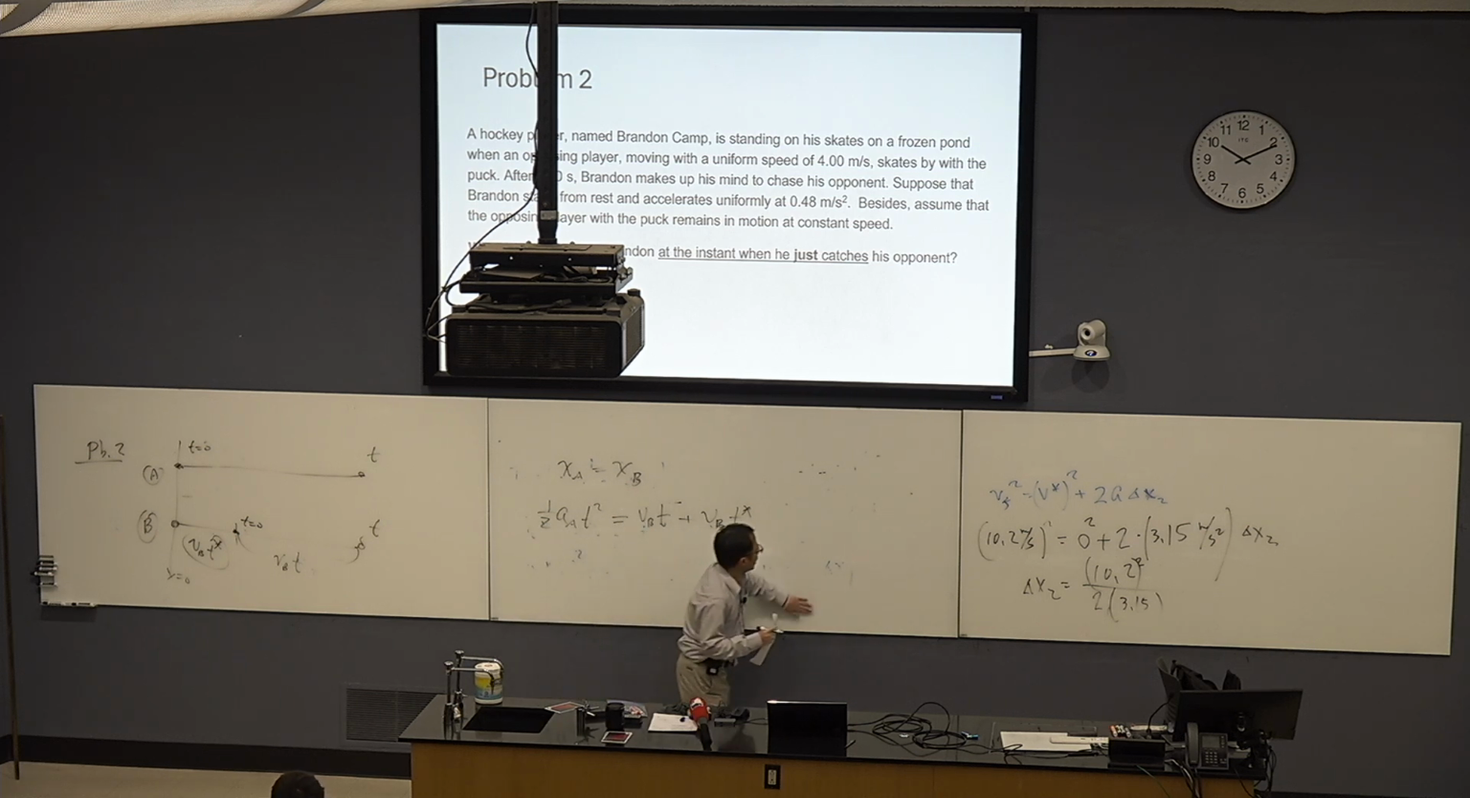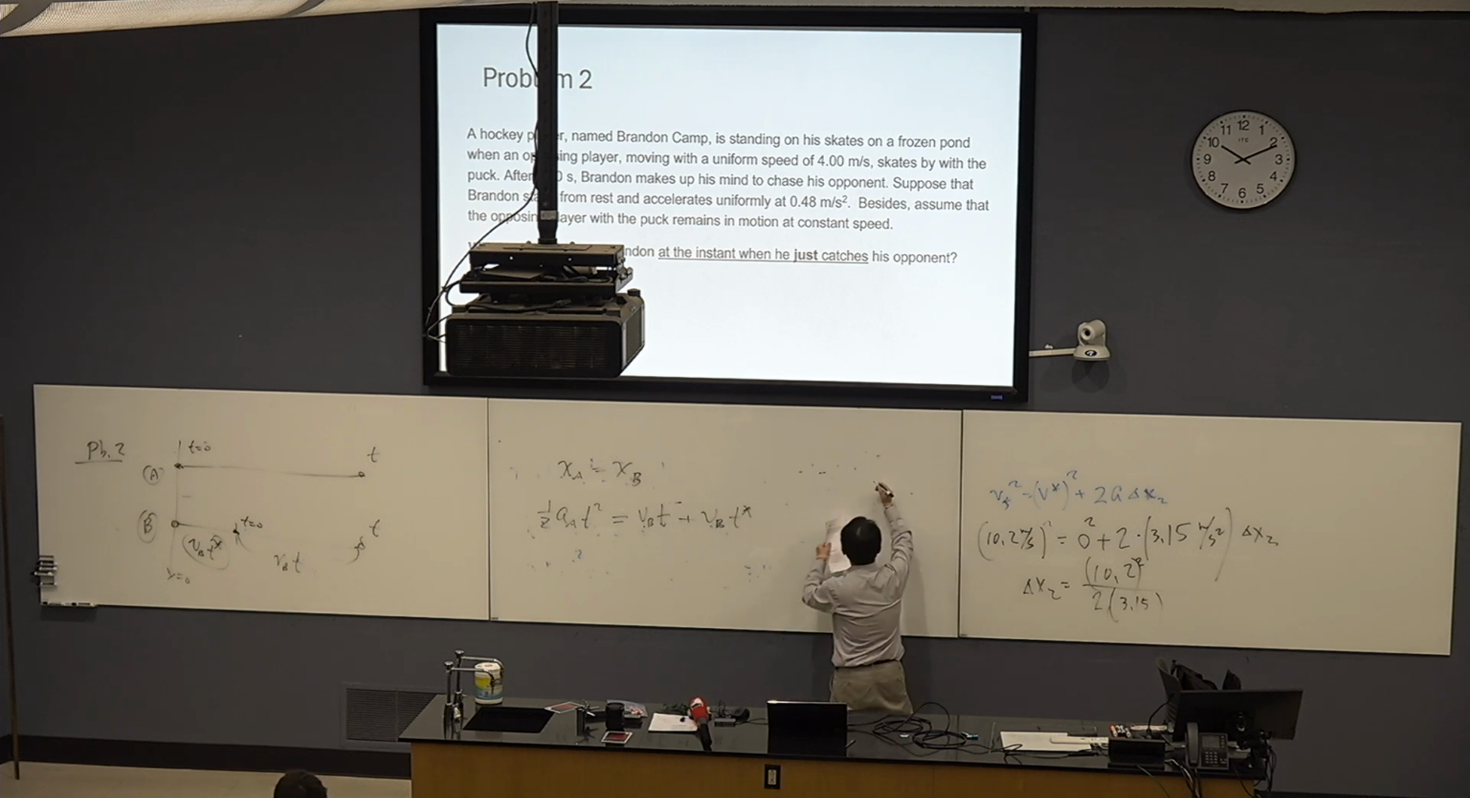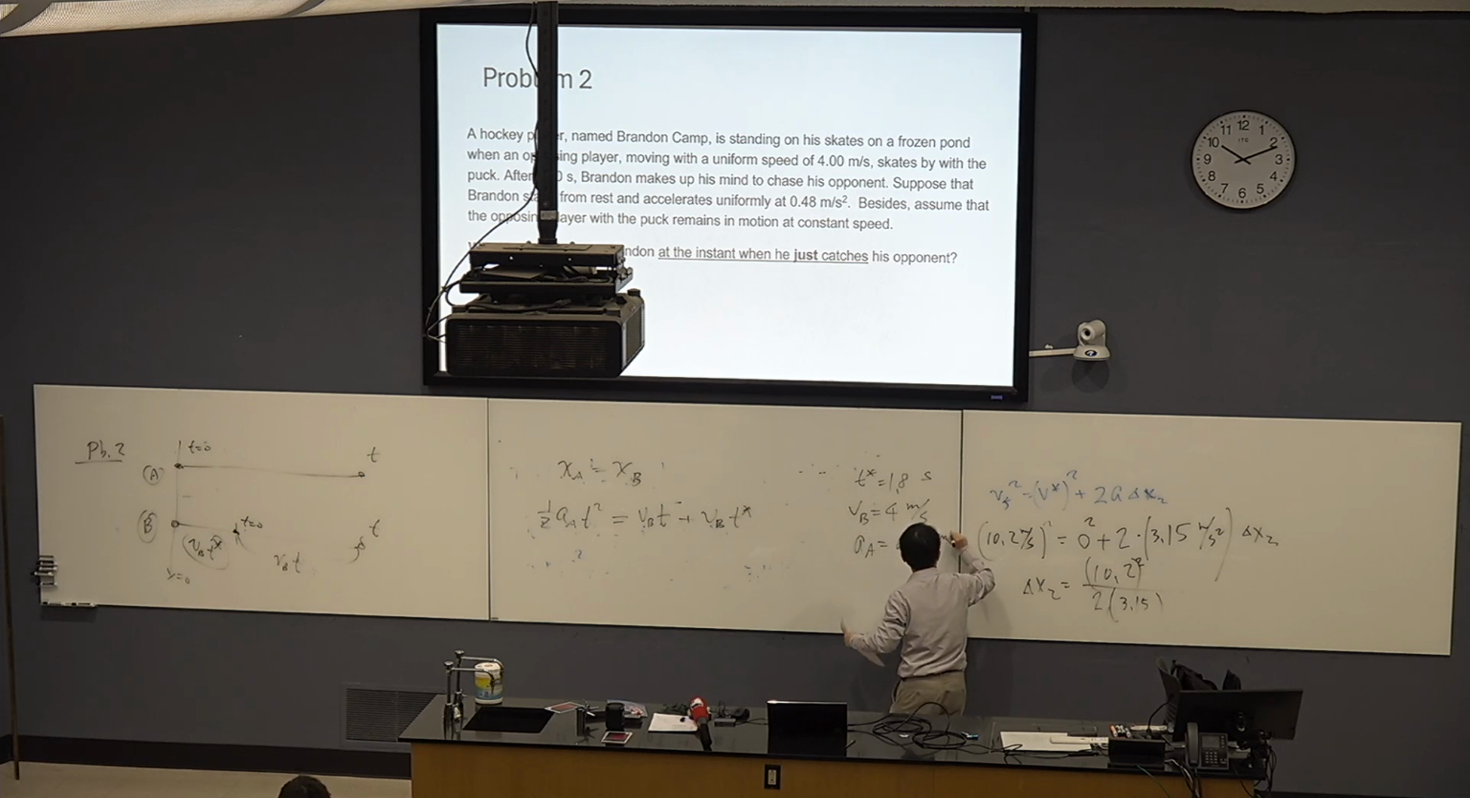And t star is actually a constant, given by the problem as 1.8 seconds. VB is uniform, and we know VB is given as 4 meters per second. Acceleration A_A is also given: A_A is 0.48 meters per second squared.